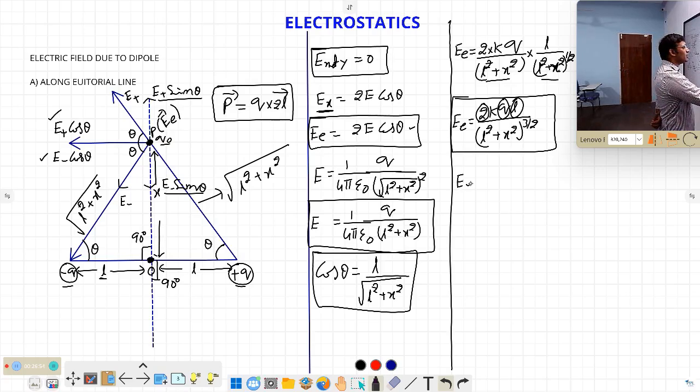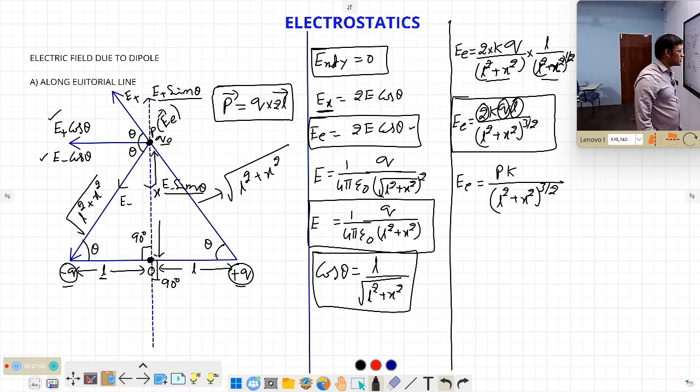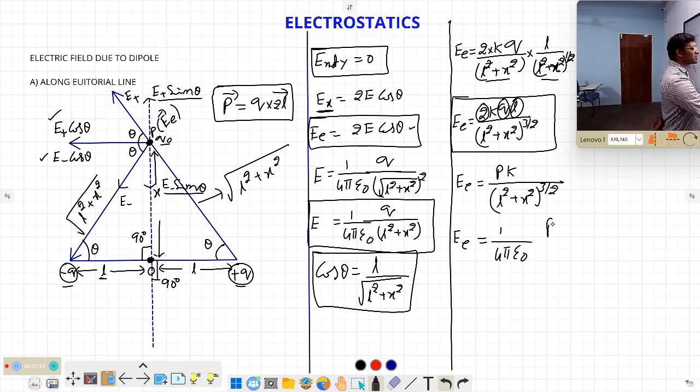So the electric field along the equatorial line is equal to, simply, I can write as k P by (l square plus x square) whole power 3 by 2. Now what is k? 1 by 4 pi epsilon naught. So E is equal to 1 by 4 pi epsilon naught into P by (l square plus x square) whole power 3 by 2. This is the electric field intensity along the equatorial line.